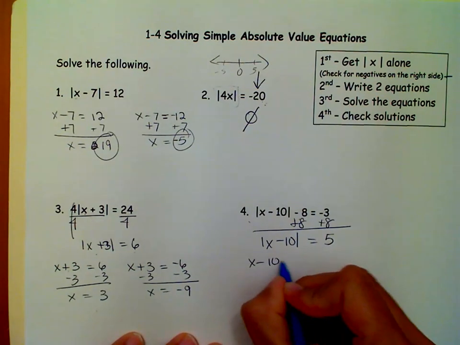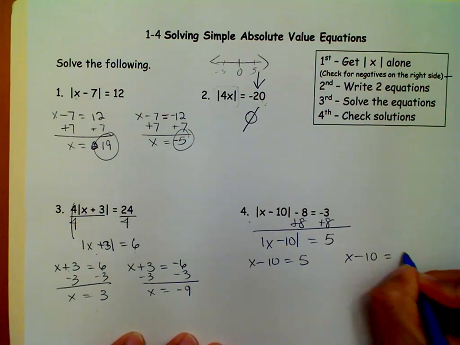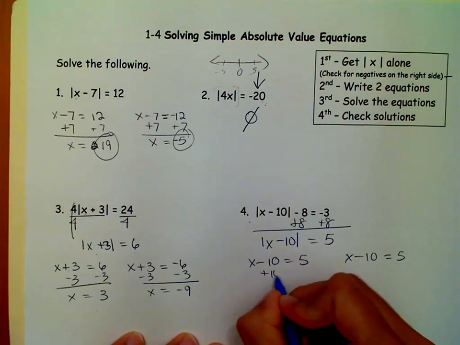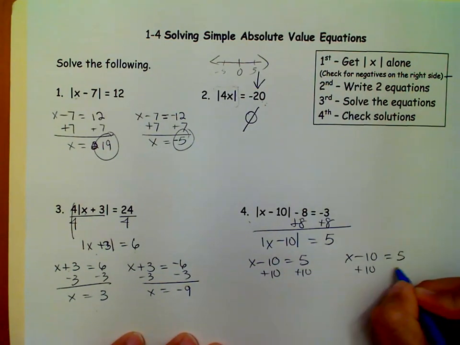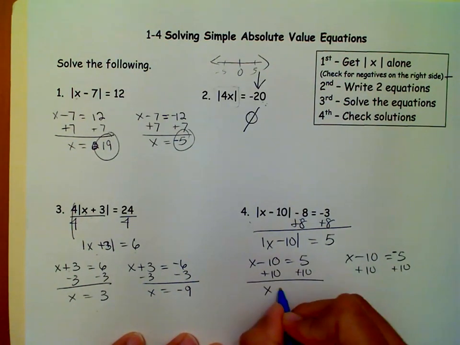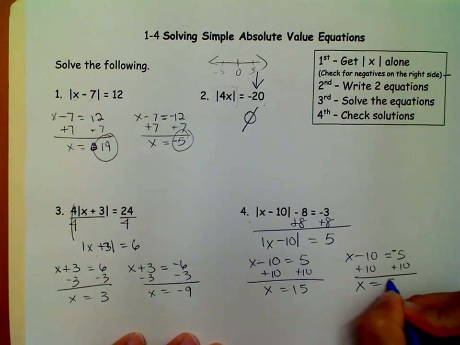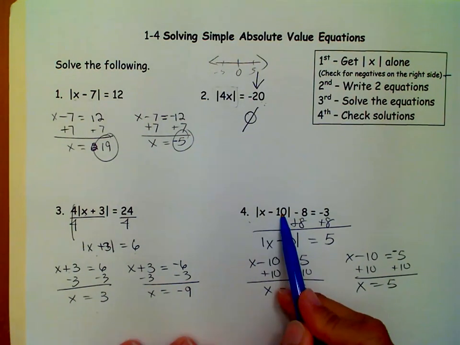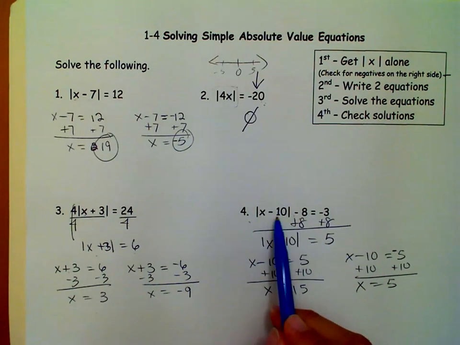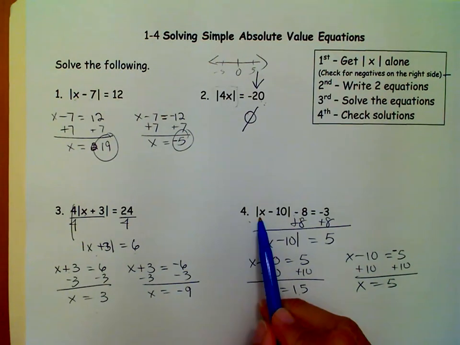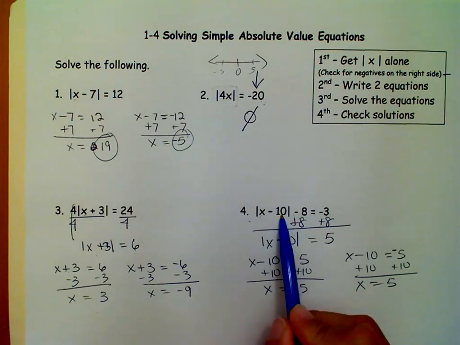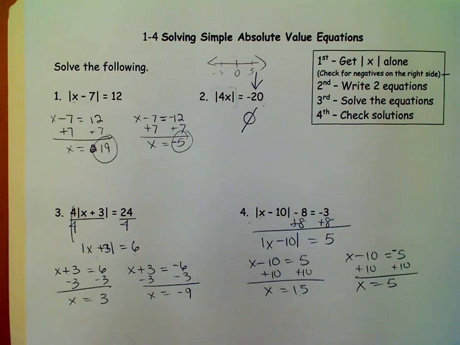So I want to do my two equations again. And those of you who are really good at solving equations, you probably won't have to go through all these steps here, but you always want to check just in case you made a mistake, and that should be a negative 5. Sorry about that. Okay, so we get x equals 15, or x equals 5. When we go back to check, 15 minus 10 is 5, and the absolute value of 5 is 5, minus 8 is negative 3. When I put a 5 in, I get 5 minus 10, which is negative 5. The absolute value of negative 5 is 5, minus 8 is negative 3.